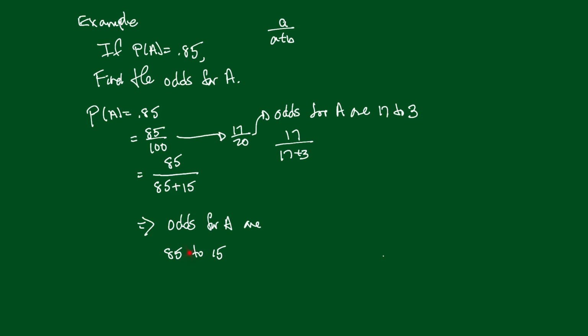For every 85 times it does happen, there's 15 times it doesn't. Probably smaller numbers are easier to get a sense of. So for every 17 times A occurs, there's 3 times it does not.